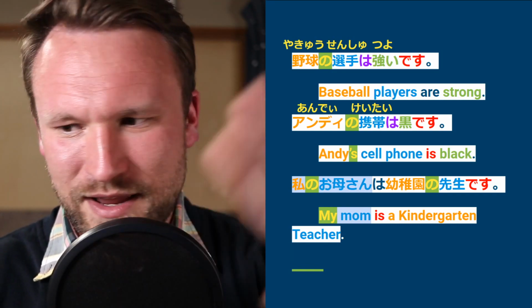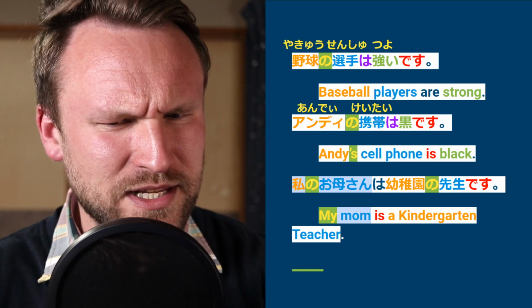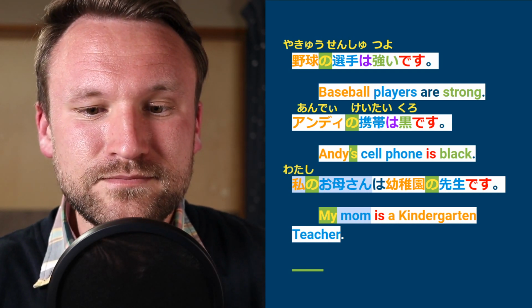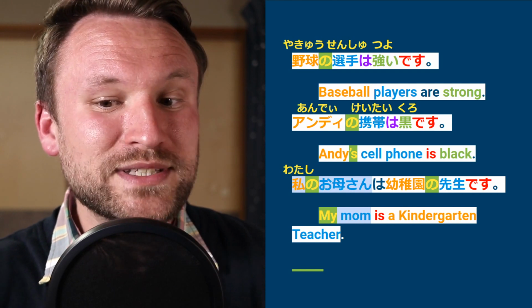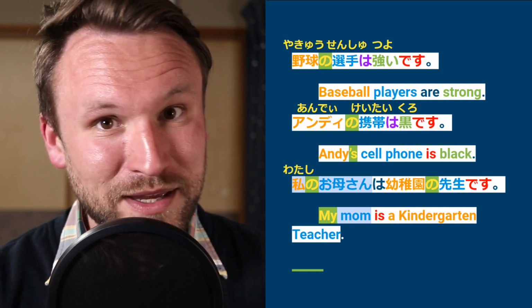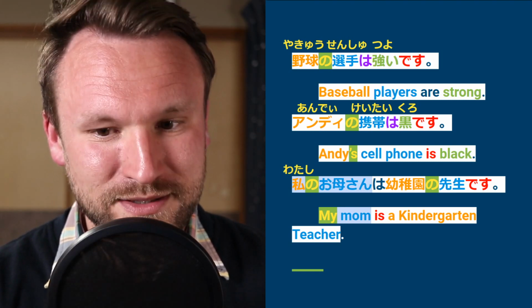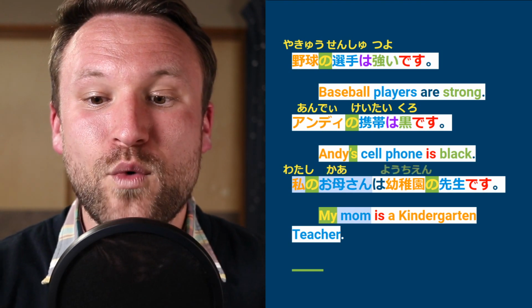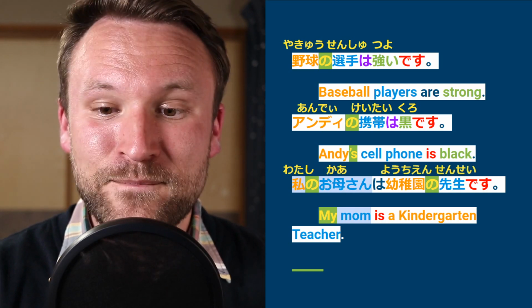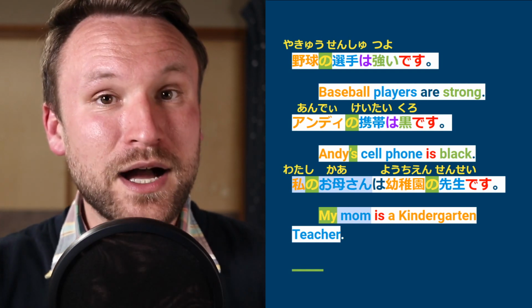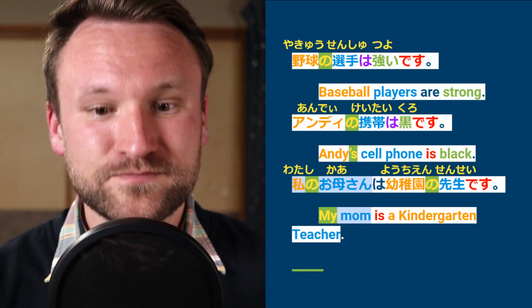I feel like we're getting off track a little bit, so I'm just going to keep going. All right, the next sentence is a little bit more difficult. You'll notice that we use no twice, which is what's great. We can have a topic that uses no and talks more about something, and the description can also use no. So in this case, we have watashi no okaasan wa youchien no sensei desu. My mom is a kindergarten teacher.